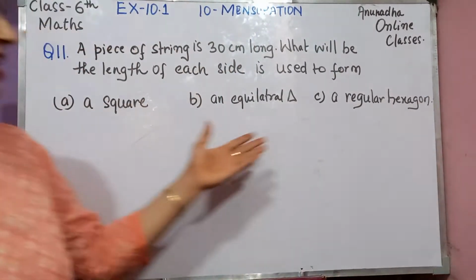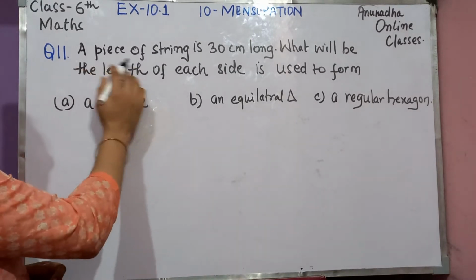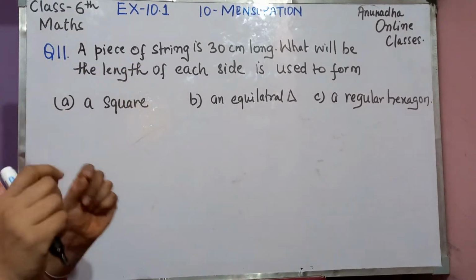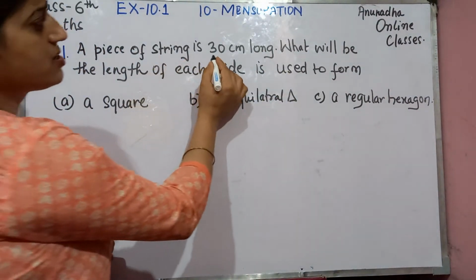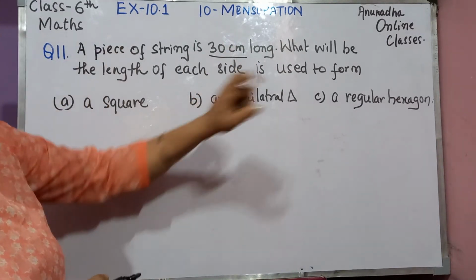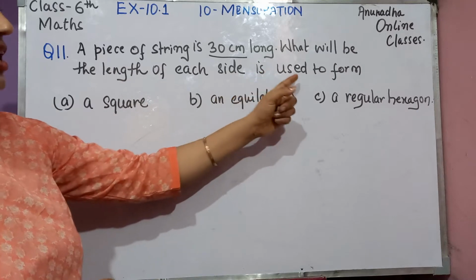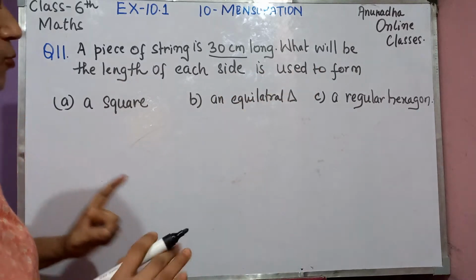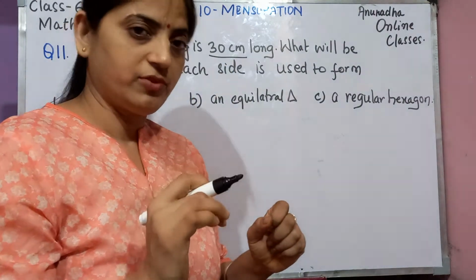Okay, let's see here. The question is question number 11. A piece of string, एक string है, string means एक wire है and that is 30 centimeter long. उसकी length कितनी दी हुई है? 30 centimeter. What will be the length of each side is used to form. अब पूछा है उसकी हर एक साइड का लेंथ कितना होगा, right?